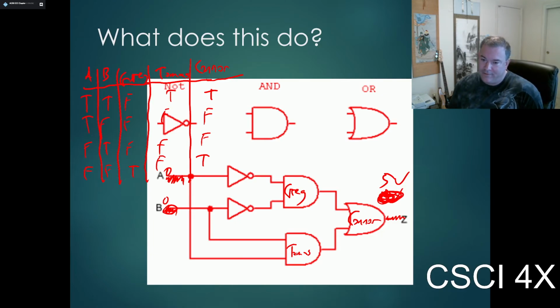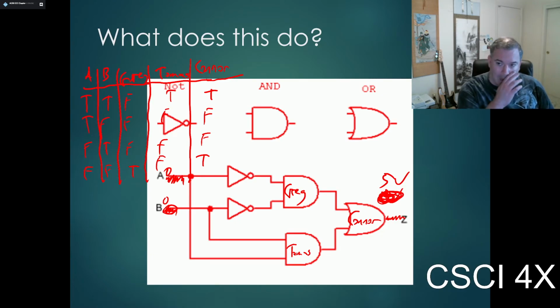So, how would you guys describe this circuit overall? The output of the circuit overall, in other words, the output of Connor, it's true when A and B are both true, or it's true when A and B are both false. How would you describe this? The total circuit. What is it doing? What is it checking for? What is the relationship between A and B that it is returning true for? Let's put it that way.